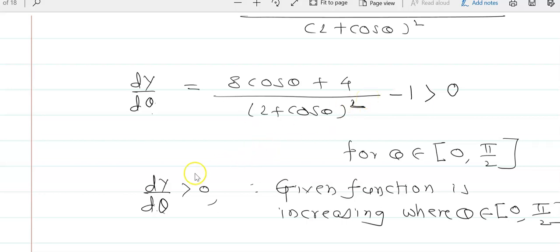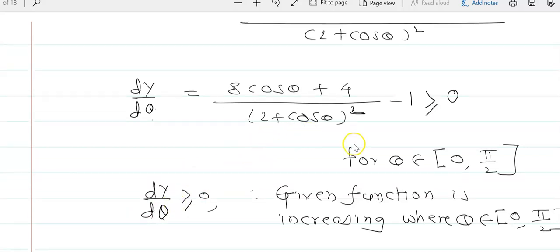It's clear that therefore the given function is increasing. Whatever values of theta you take, theta equal to 0 or pi by 2: if we take 0, then there is no problem; if we take pi by 2, its value is greater than or equal to 0. Therefore, dy upon d theta is non-negative, and the given function is increasing where theta belongs to 0 to pi by 2. And in this way, we have completed exercise 2.4. Now we'll see in the next video. Till then, goodbye.